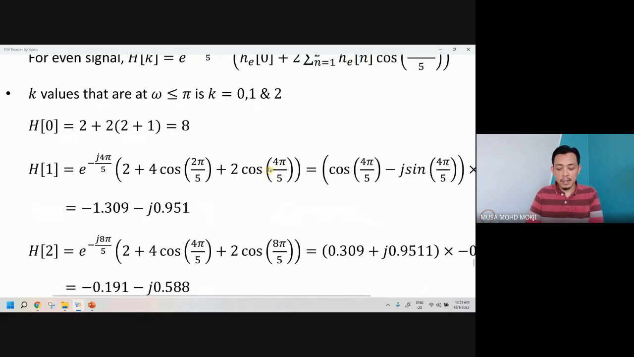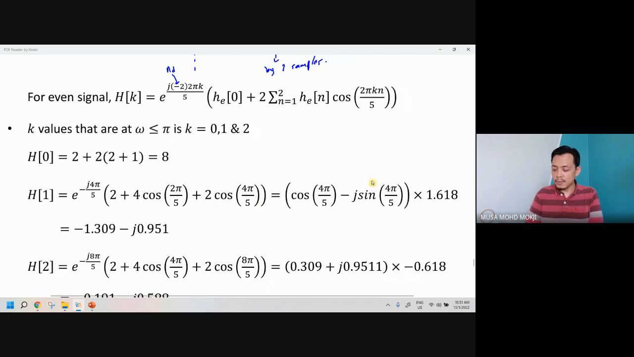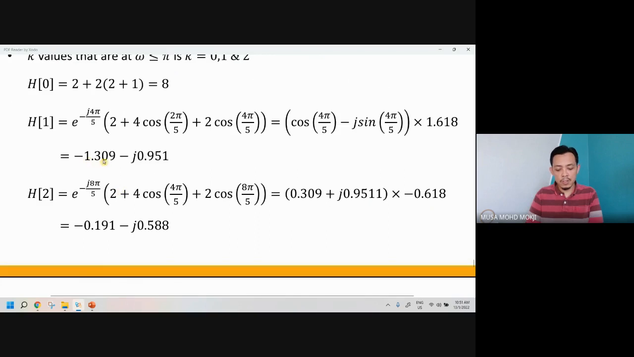And then again, plug in all the values now for k equals 1. So we have everything here. So plug in into 1. So you will get this one, 2 plus 4 cos 2 pi over 5 plus 2 cos 4 pi over 5. And then this is easy to solve. So you will get this value, 1.618. And this one is actually just cos 4 pi over 5 minus j sin 4 pi over 5. Okay, this part. So you'll get this one. Then solve that, you will get minus 1.309 minus j 0.951.